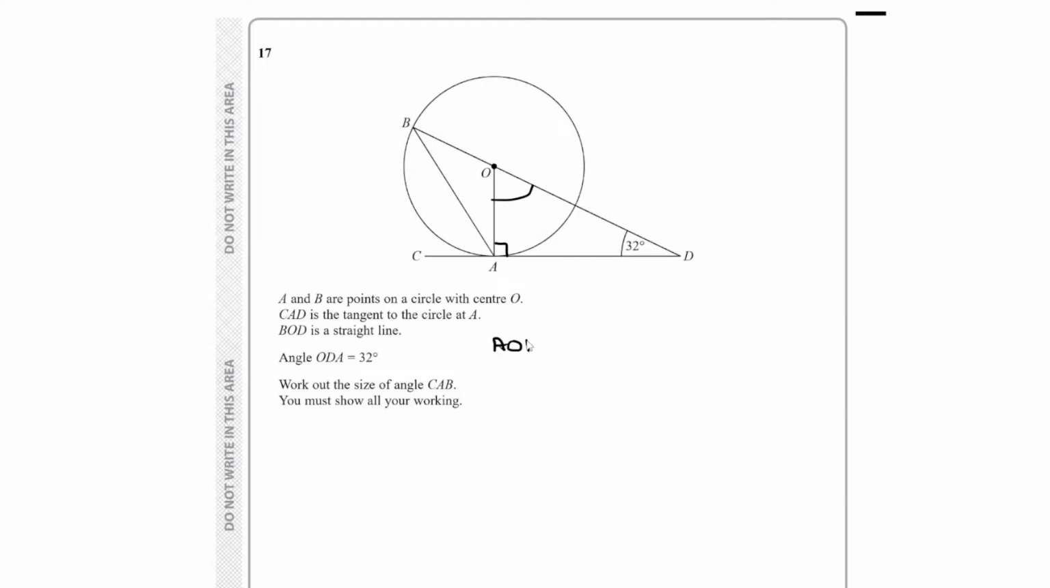What's that? AOD is obviously 180 minus 32, and the 90. Don't forget the 90, which gives me 58. That's 58. And then because that's a straight line, I could then go into the next triangle, isn't it? Yeah, this is not a bad one, to be fair. So BOA is then kind of the opposite of that, isn't it? 180 minus the 58 again, which is 122.